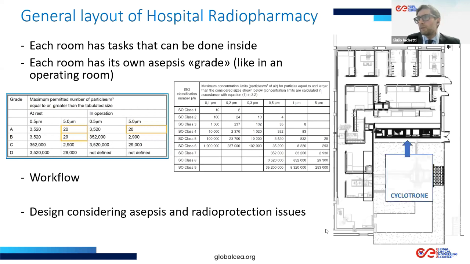Generally, the workflow is: typically you have a delivery from the cyclotron to the radiopharmacy. In the radiopharmacy, you have the synthesis, which is, I would say, just the link between the isotope and the pharmaceutical. That is a series of chemical reactions.